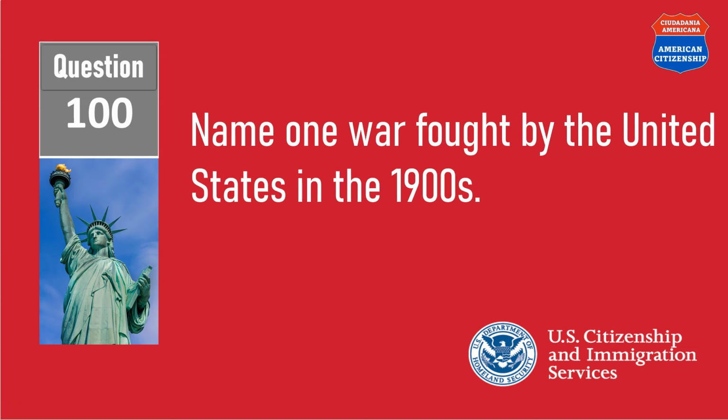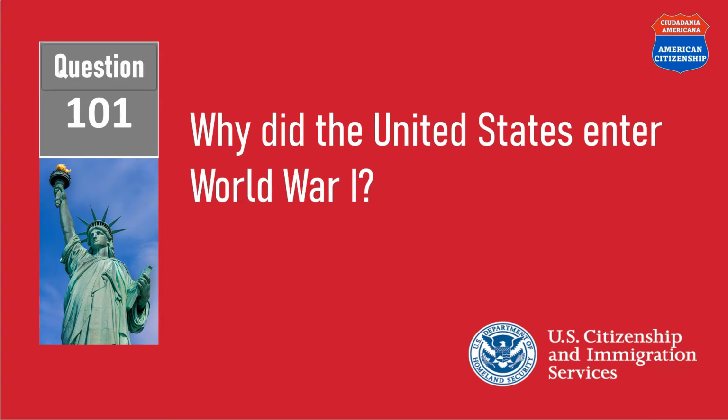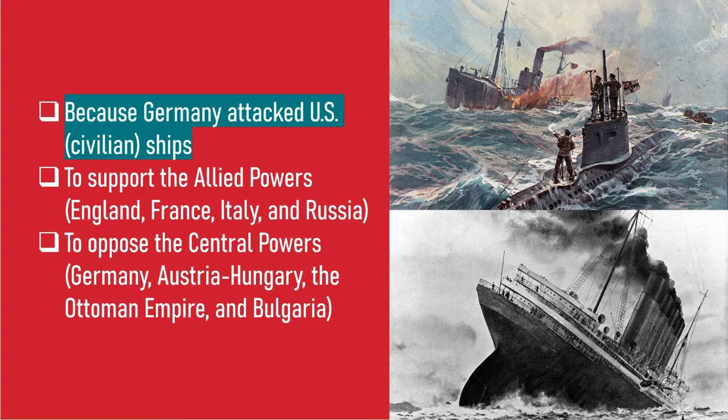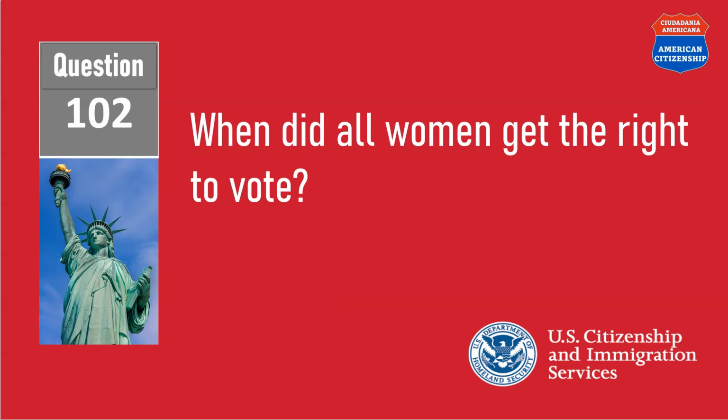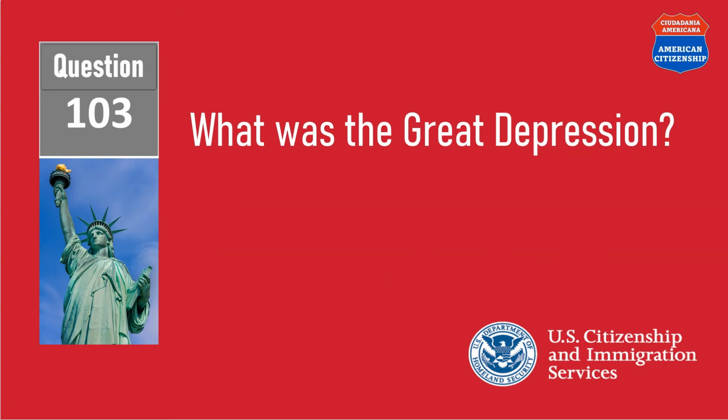Name one war fought by the United States in the 1900s. World War I. Why did the United States enter World War I? Because Germany attacked U.S. civilian ships. When did all women get the right to vote? In 1920.